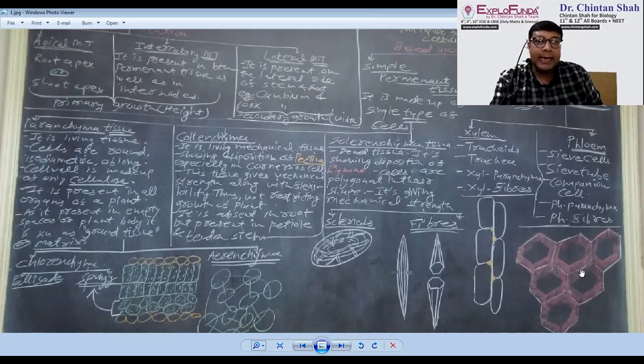The sclerenchyma tissue will again be divided into two types. One is sclereids, another one is fibers. This is known as sclerenchyma fibers. It looks like a lady finger. So if you cut it, it is hexagonal like this.